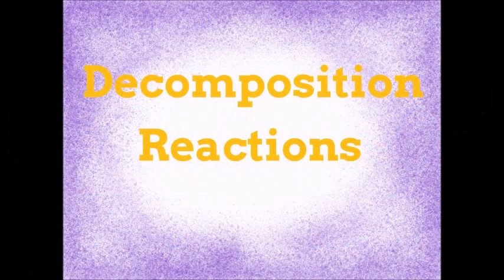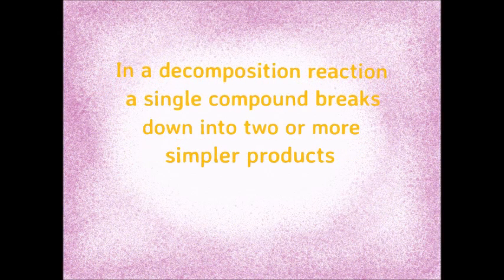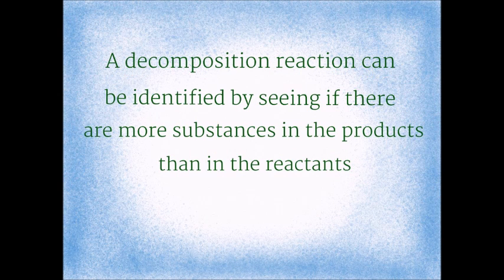The next type of chemical reaction is a decomposition reaction. In this type of reaction, a single compound breaks down into 2 or more simpler products. You can identify this type of reaction by looking at the chemical equation. A decomposition reaction is indicated by seeing that there is 1 substance in the reactants and more substances in the products. An example of this is the reaction between baking soda and vinegar.